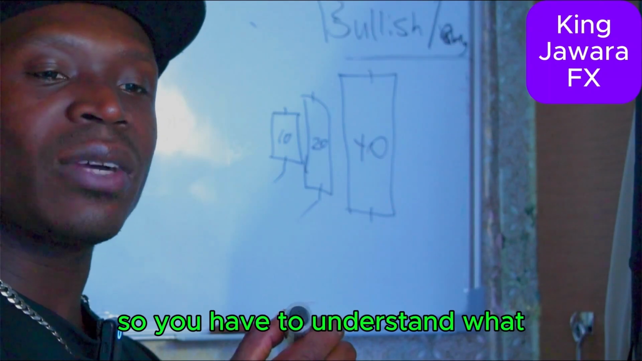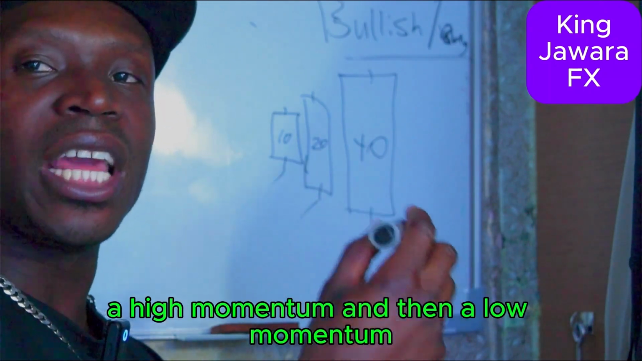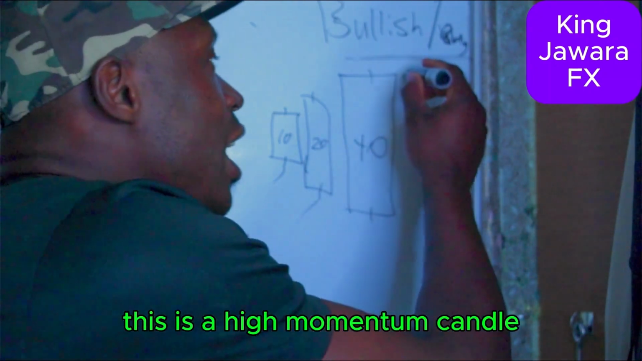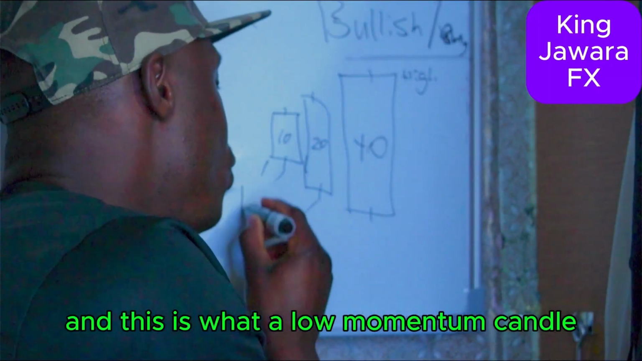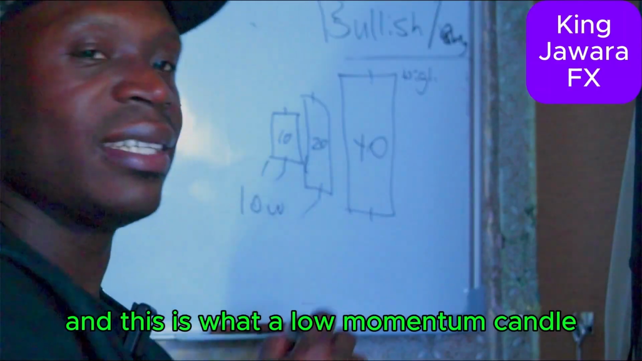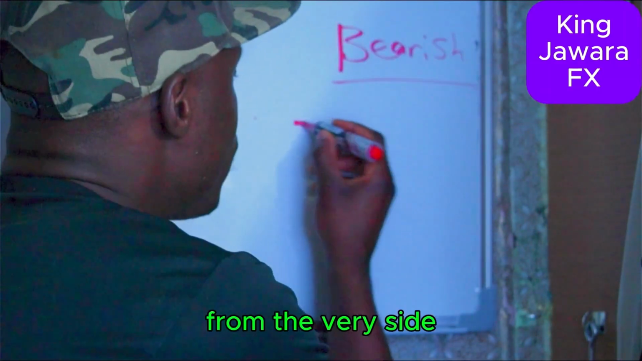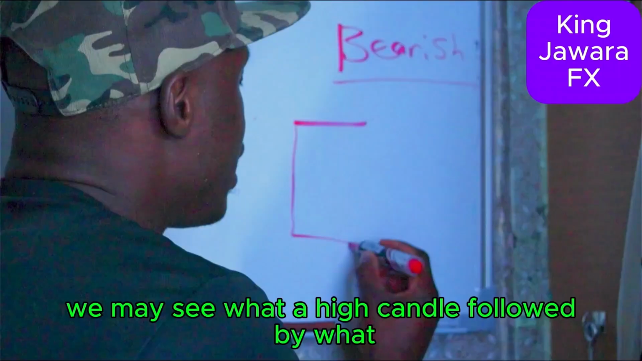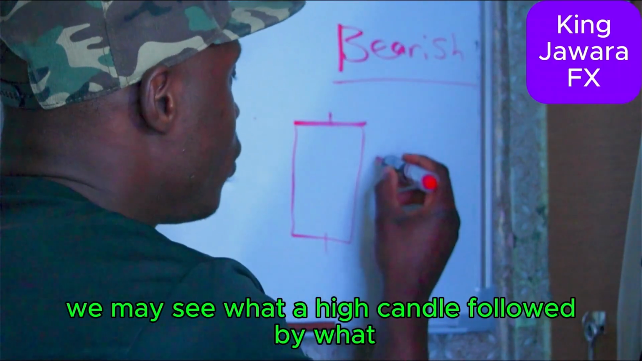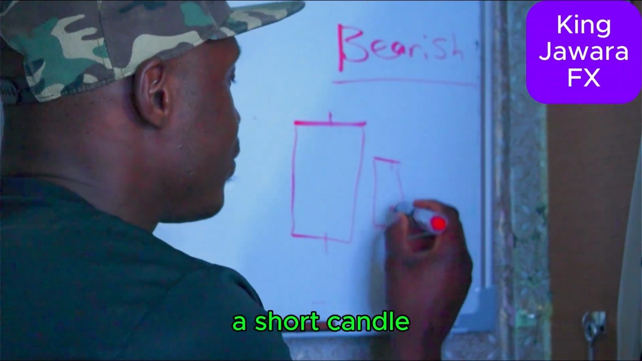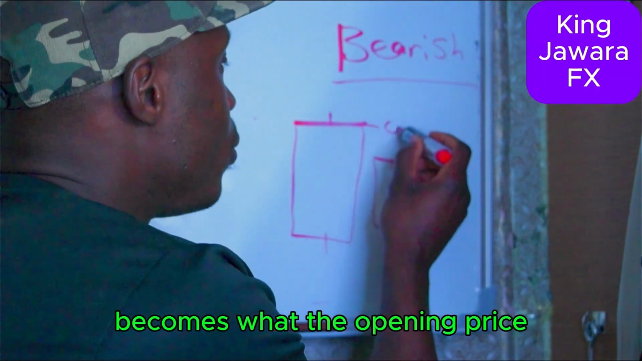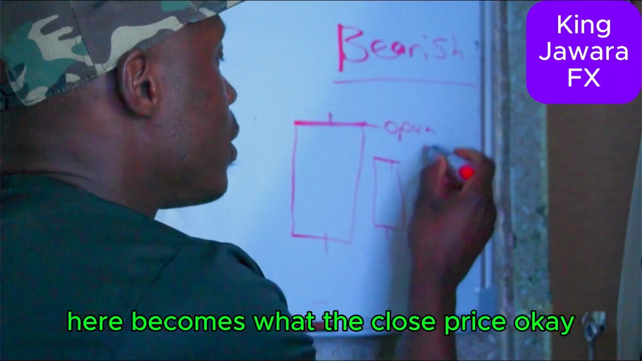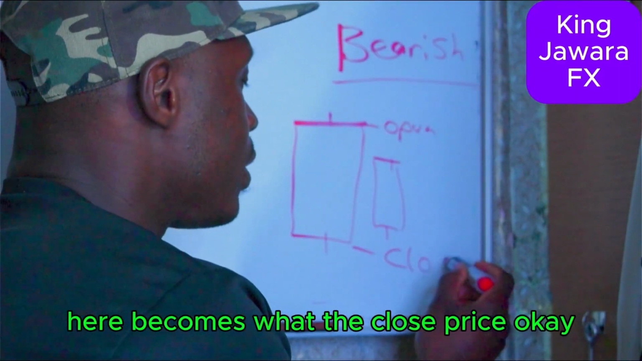So you have to understand what a high momentum and a low momentum is. This is a high momentum candle, and this is a low momentum candle. From the bearish side, we may see a high candle followed by a short candle. The higher candle shows that here becomes the opening price and here becomes the close price.